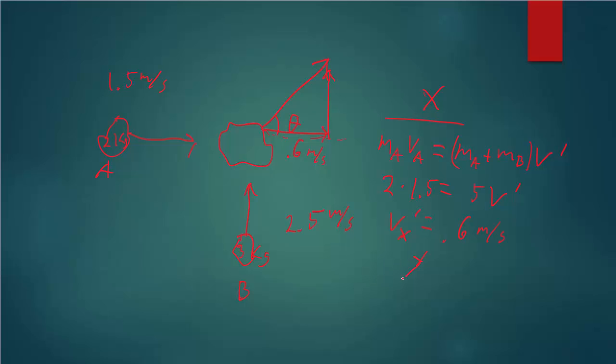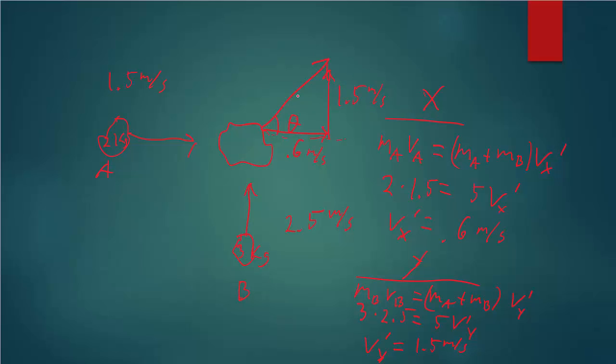Alright, in the y direction, we're running out of room, I'll try to cram it in a little bit here. We've got mass of B times velocity of B, again equals their combined masses times V prime here, we'll call that V prime Y. I guess I should have called that X at the start. So we plug in our numbers. We've got 3 times 2.5 equals 5 times V prime Y. Solve that, and V prime Y comes out to be 1.5 meters per second. So this side up here is 1.5 meters per second.